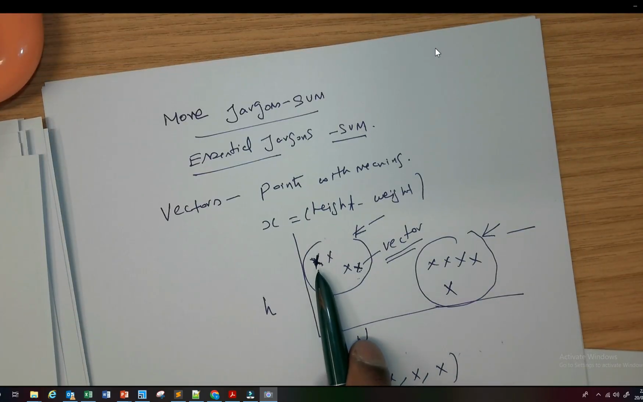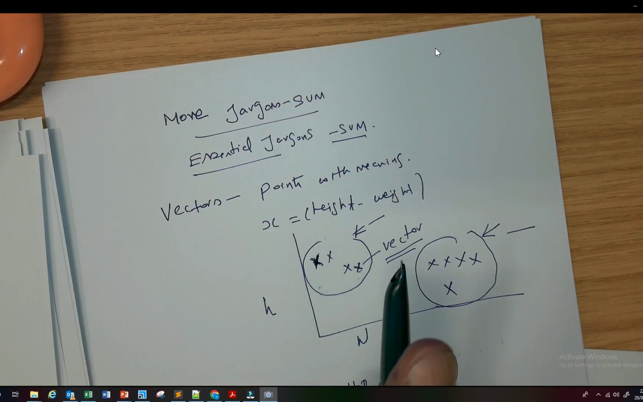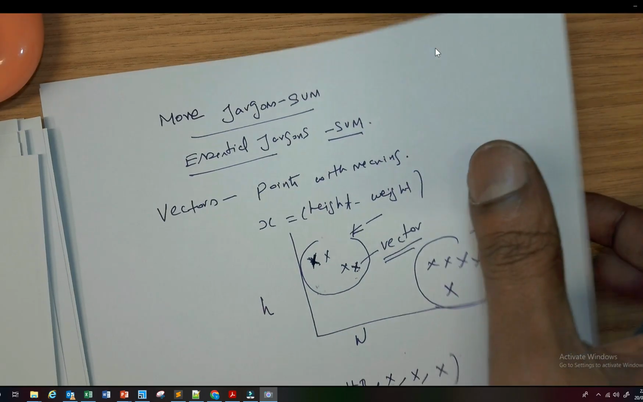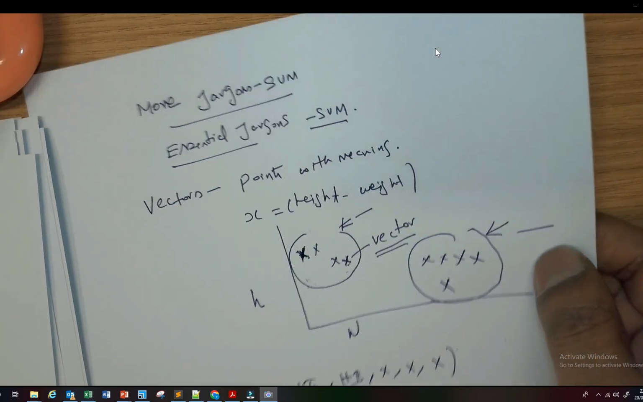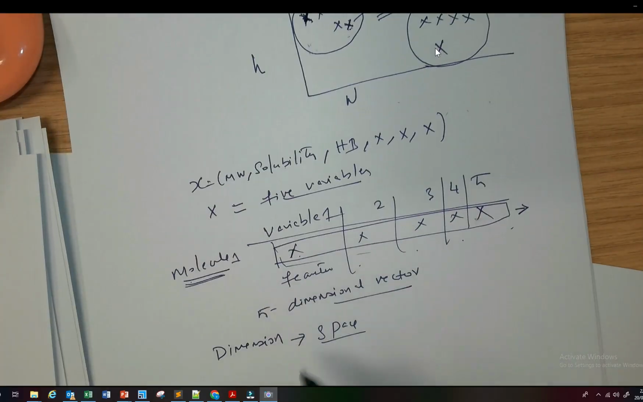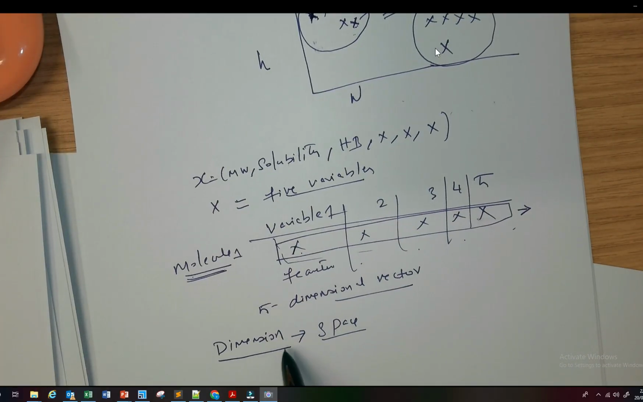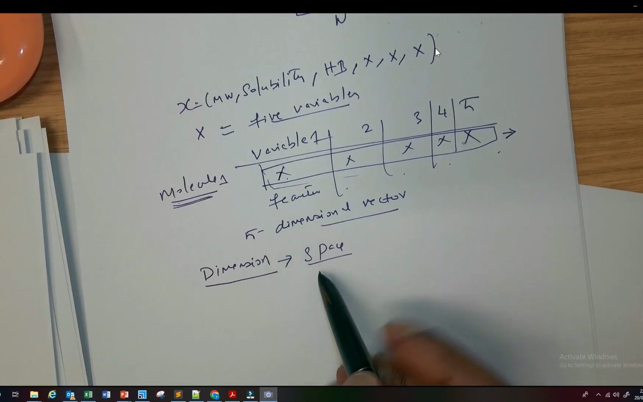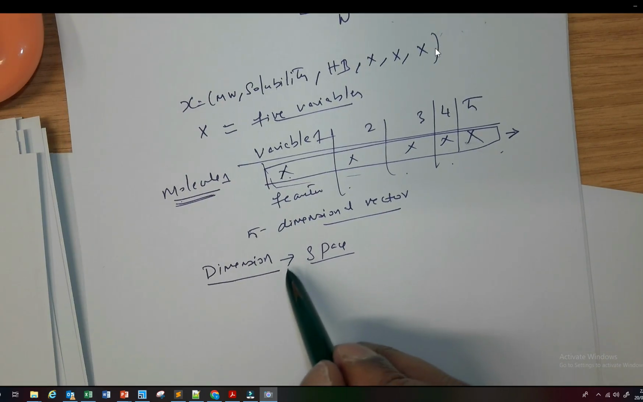So a vector is a point. It can be a point in a two-dimensional space, a point in a five-dimensional space, or a point in an n-dimensional space. Vectors are nothing but a point that has some meaning. So that's something you have to remember. I explained what a vector is, and I also said dimension is related to the number of things that we measured, or the number of features that we measured.